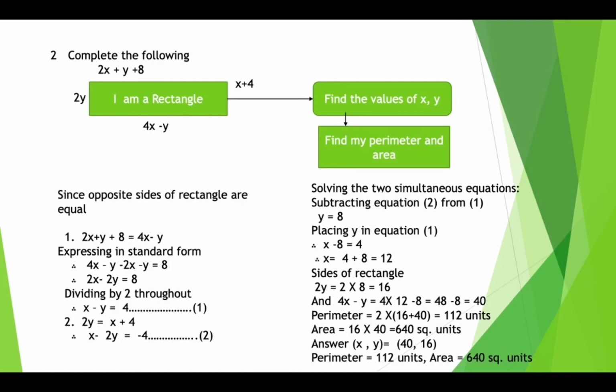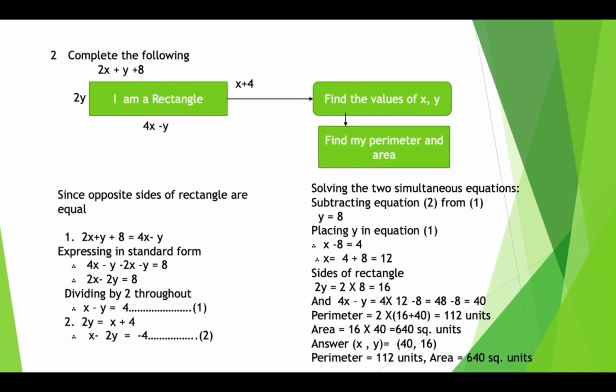Now since opposite sides of rectangle are equal, we say 2x plus y plus 8 is equal to 4x minus y. Simplify this equation such that we can express in standard form. You get 2x minus 2y is equal to 8, dividing by 2 you get x minus y is equal to 4. Second is 2y is equal to x plus 4. So taking 2y on the other side, bringing 4 on this side, so you have x minus 2y is equal to minus 4.